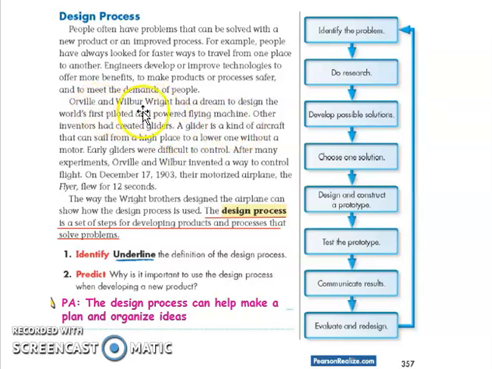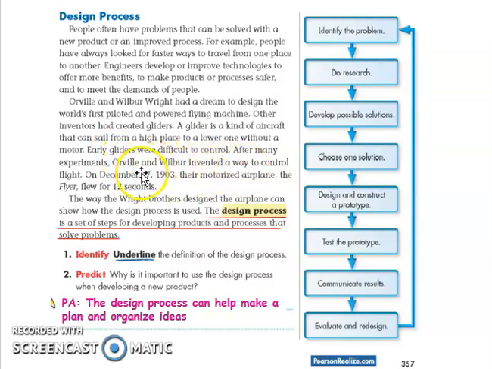Orville and Wilbur Wright, they are brothers. Okay, so they are the ones who first invented the airplane. Other inventors had created gliders. A glider is a flying machine, but without many passengers that could ride on it. A glider is a kind of aircraft that can sail from a high place to a lower one without a motor. Early gliders were difficult to control.